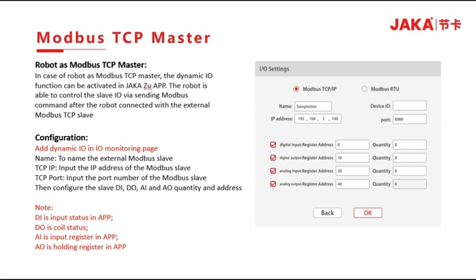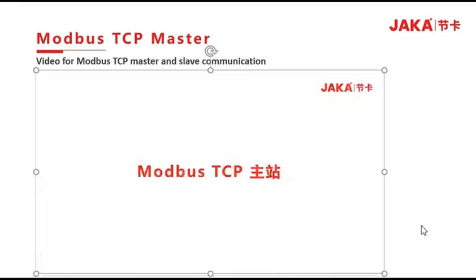Configuration: add dynamic I/O in the I/O monitoring page. We could input the dynamic I/O name, the IP address of the slave, and the port number of the Modbus slave. Then configure the I/O address and quantity of the slave. Note that in the app, DI is the input status, DO is the coil status, AI is the input register, and AO is the holding register. Now let's have a look at the communication test video for the Modbus TCP master and the Modbus slave software.